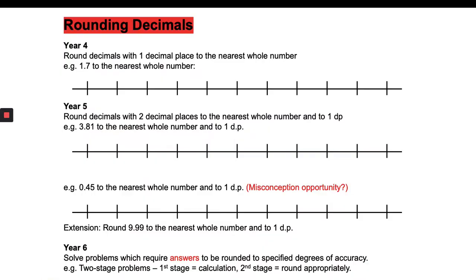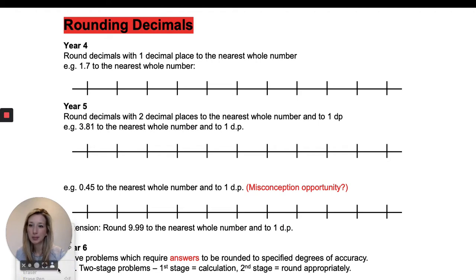So let's just take a look at the progression. In Year 4, you would start by introducing decimals with 1 decimal place to the nearest whole number, so 1.7 to the nearest whole number. Then following on to Year 5, you would be moving on to 2 decimal places. So for example, 3.81 to the nearest whole number to 1 dp, so getting children familiar with that sort of language and those abbreviations there. And 0.45 to 1 dp. Okay.